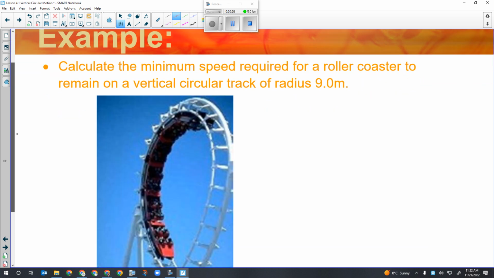Okay, so let's say I want to calculate the minimum speed required for this roller coaster to stay on this track if the radius of that loop is 9 meters. Now obviously roller coasters are not built so that they rely on the speed of the roller coaster to keep them in the loop. Okay, they're not built that way. There's a set of wheels on each side of the pipe that makes up the track so the roller coaster can't fall. Okay, but if we were saying that this is a roller coaster that would rely on that, all we know is this.